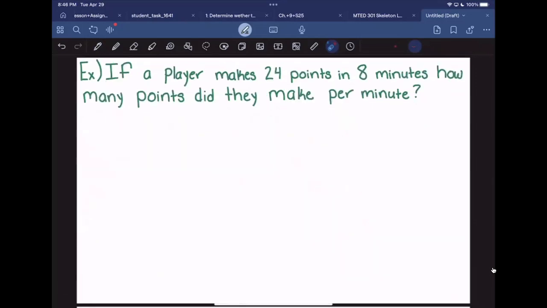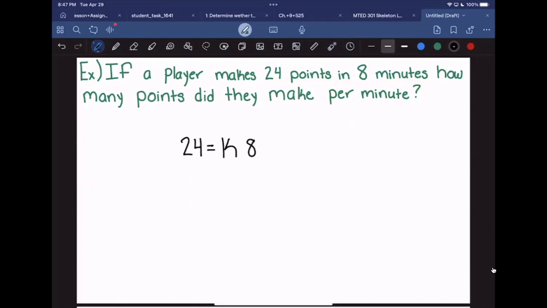Here's a second example. If a player makes 24 points in 8 minutes, how many points did they make per minute? So we're given two things. We're given the fact that they made 24 points in 8 minutes, and we're wanting to find the amount of points they make per minute. So with this vocabulary here, we're trying to find the constant of proportionality. So we're given that in total we have 24 points. Well, we don't know how many we make per minute, but after 8 minutes.